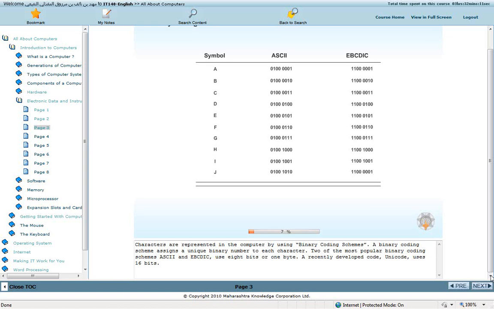Characters are represented in the computer by using binary coding schemes. A binary coding scheme assigns a unique binary number to each character. Two of the most popular binary coding schemes, ASCII and EBCDIC, use 8 bits or 1 byte. A recently developed code, Unicode, uses 16 bits.